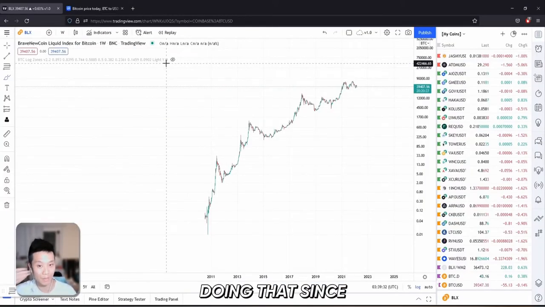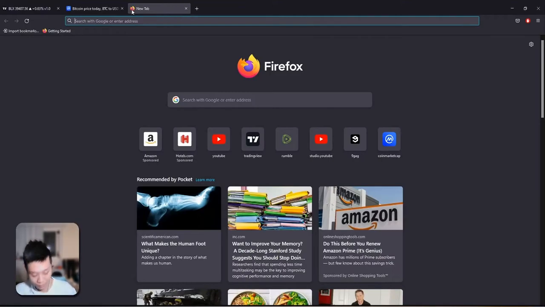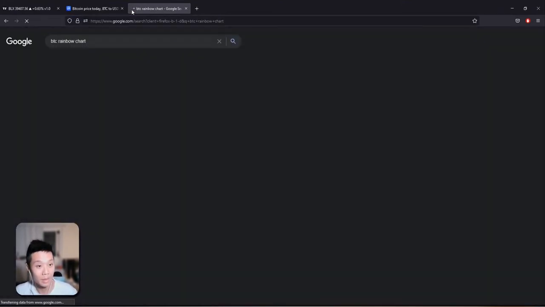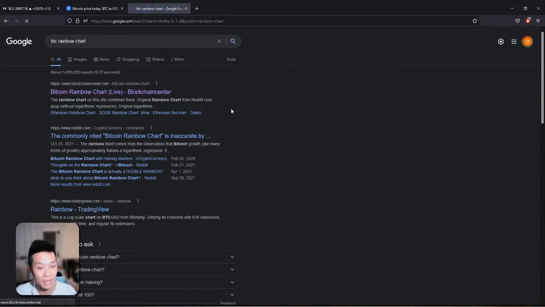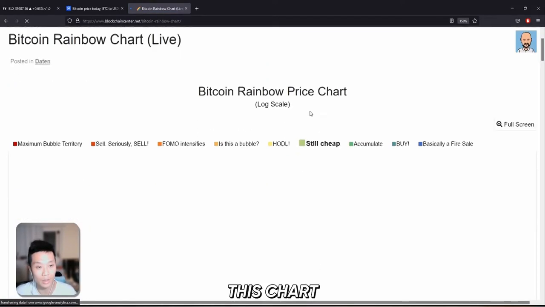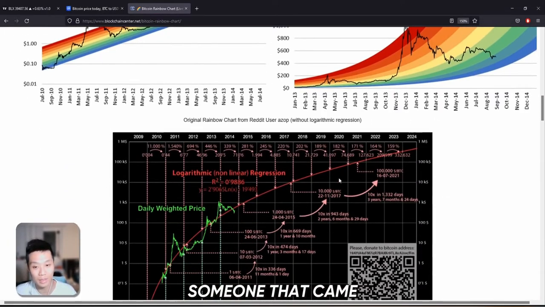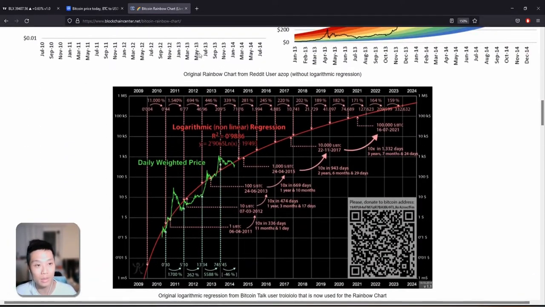Yeah. So people have been doing that for a long time. I'll give you an example. If I look up Bitcoin rainbow chart, the first thing it comes up with is this chart, which someone came up with in 2014. So someone came up with the formula. If you look at this page, blockchain center Bitcoin rainbow chart, someone came up with this logarithmic curve based on that data, right?